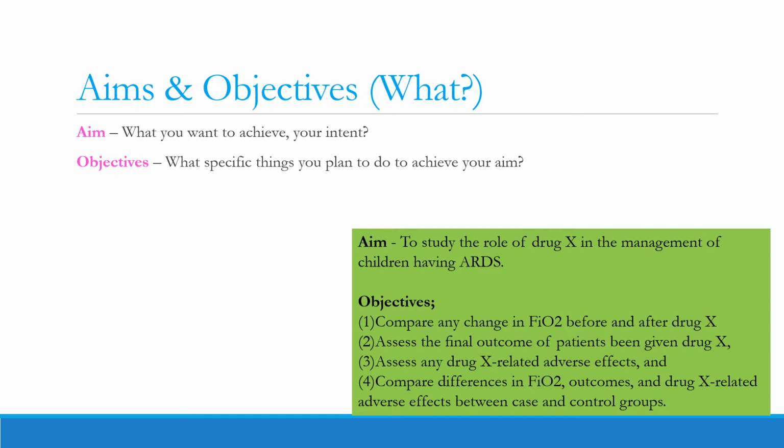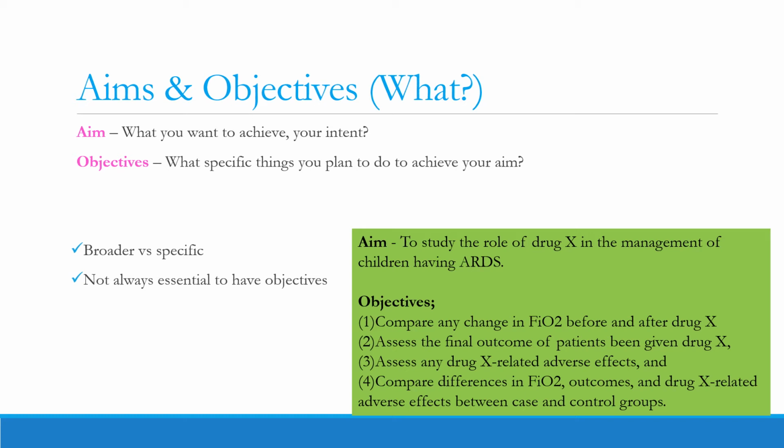Objectives will be: you will first compare any change in FiO2 before and after giving the drug X, assess the final outcome of patients being given the drug X, any drug X related adverse effects, and then you will compare the differences in FiO2 outcome and drug X related adverse effects between the case and the control groups. Okay, so aims tend to be broader, that is generalized, versus objectives which are more specific.